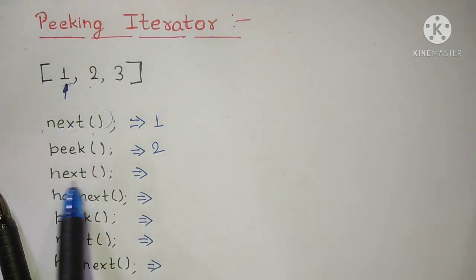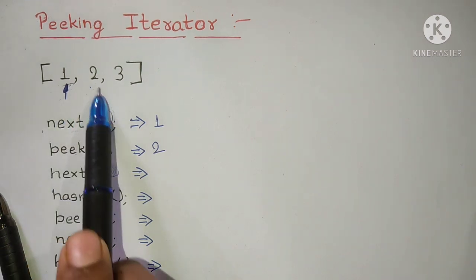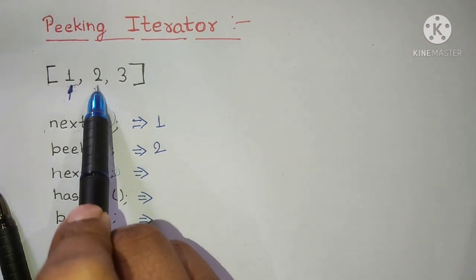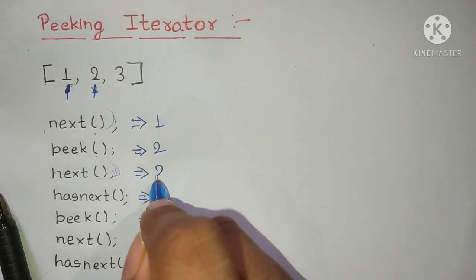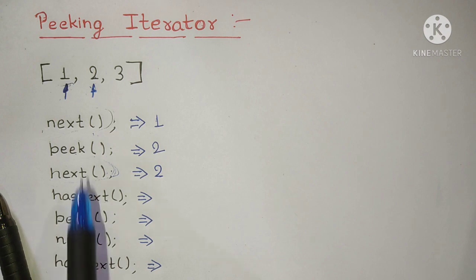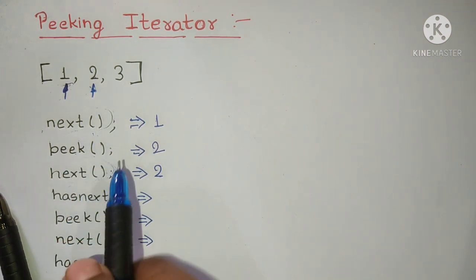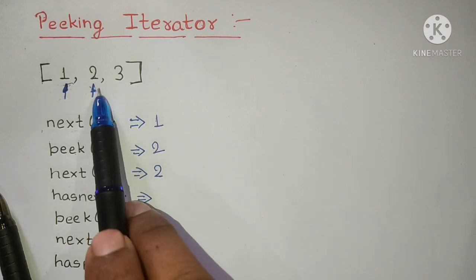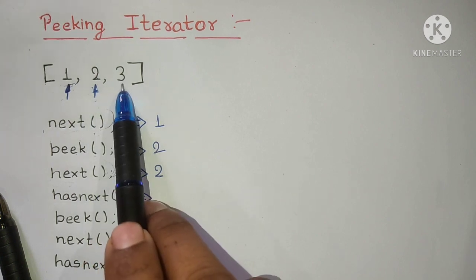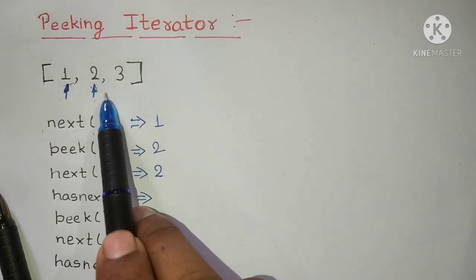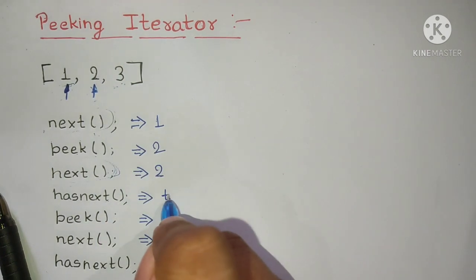Then again if we do the next function, what will this return? It will point to 2 and it will return 2. I hope you get the working of these two. And what is hasNext? HasNext returns whether there is an element available after this pointer or not. So after this pointer there is an element available, that is 3. So this will return true.